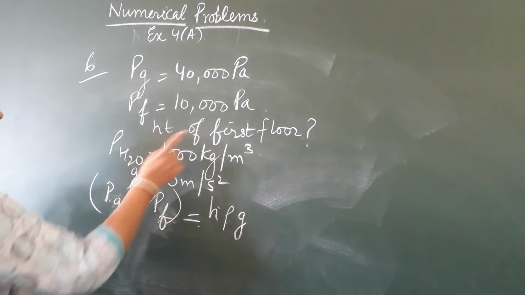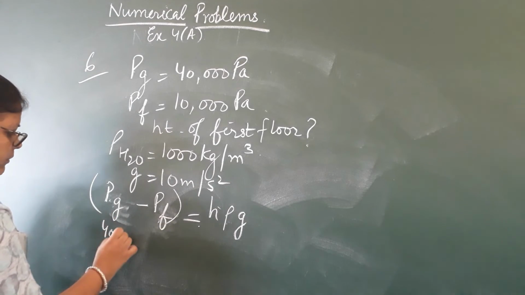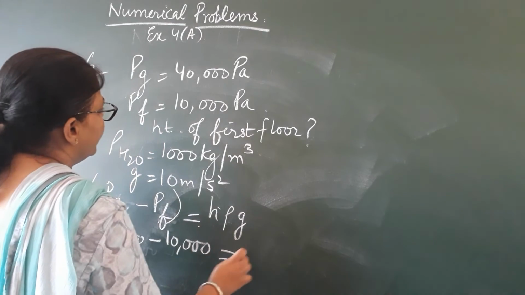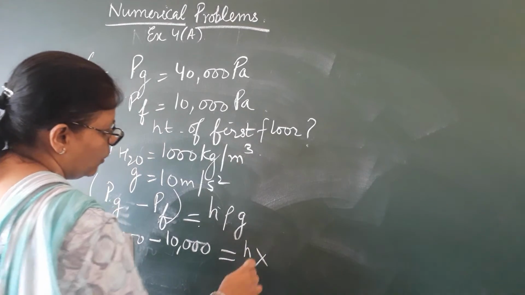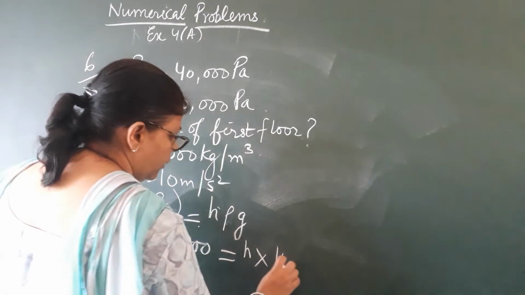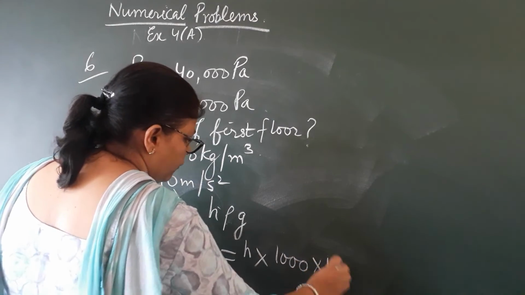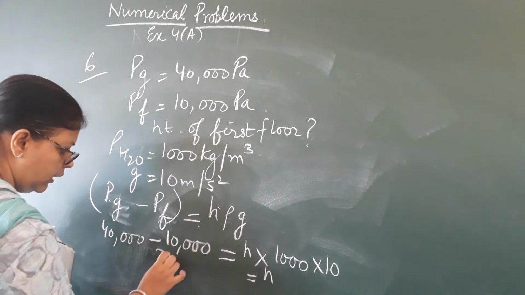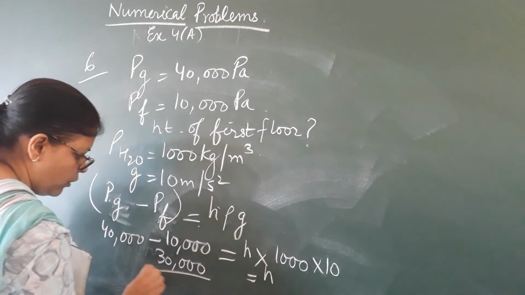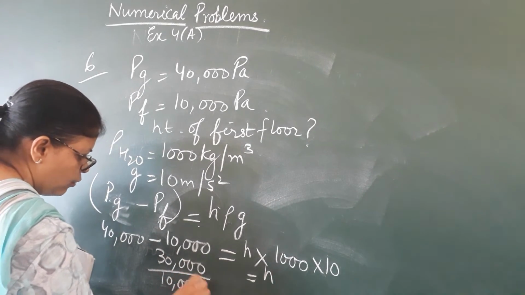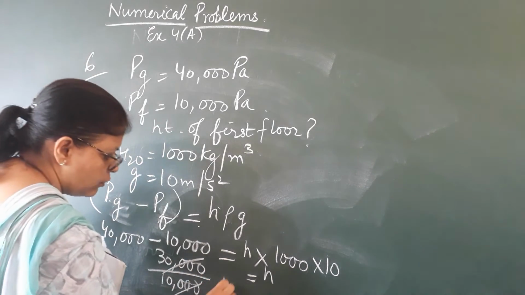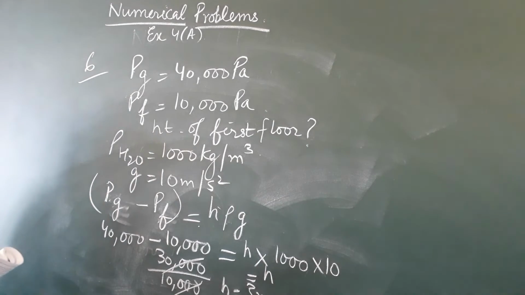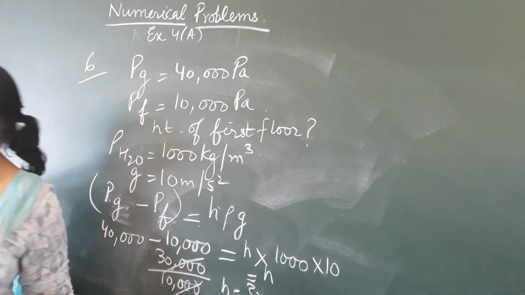Now let's put the values. 40,000 minus 10,000 is equal to h, which you have to find out. Rho is 1000 into g is 10. If we want to find the value of h, we take this 10,000 to the other side. It becomes 30,000 after subtraction, upon 10,000. Zeros cancel, so the height is 3 meters. Clear, children? Just look at it and then we go to the 7th numerical.